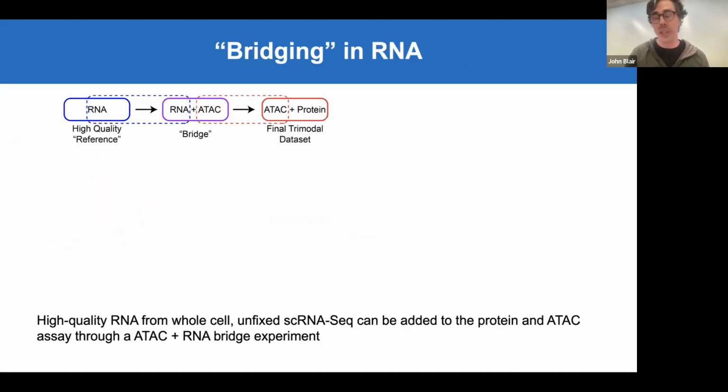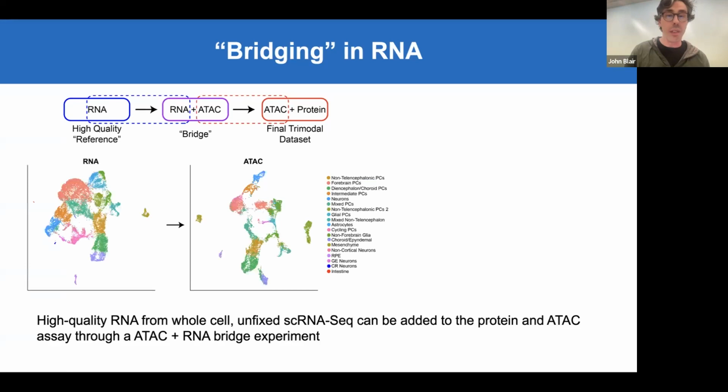And so for this, we turn to a recently developed technique from the Satija lab, bridge integration. Our data set right now is an ATAC-seq plus protein data set. That's our Phospho-seq data set. And what we can do is include two extra data sets. One is a multimodal bridge that has RNA and ATAC, and another is a high-quality RNA data set that was run on unfixed whole cells. And so with bridge integration, you find anchors between the different modalities such that you can bring the RNA from the high quality reference all the way over to your ATAC plus protein data set, giving you a final trimodal data set of ATAC, protein, and RNA.